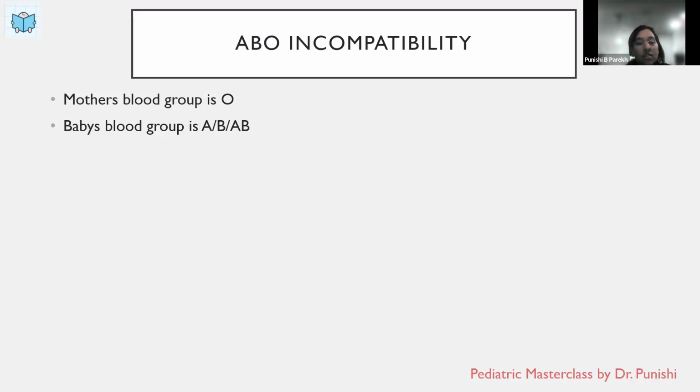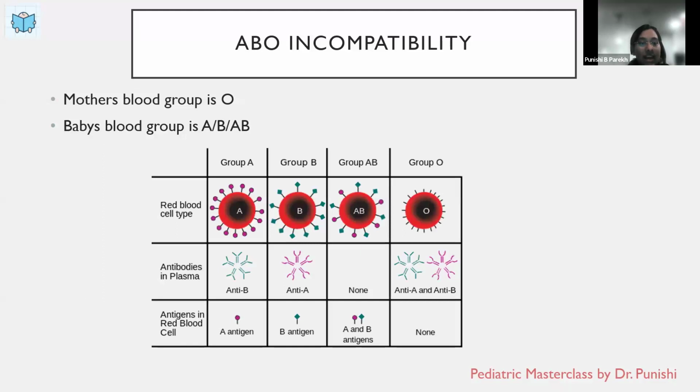Now, why does this specific combination of blood group lead to jaundice? Now let's understand what exactly happens in the mother who has blood group O, whereas a baby who has, let's say, blood group A. So when you have blood group A, you have A antigen and you have anti-B antibody. Okay, this is something that we all know. Whereas let's say the mother is blood group O. So when you have blood group O, there is no antigen and you will have both anti-A and anti-B antibody.